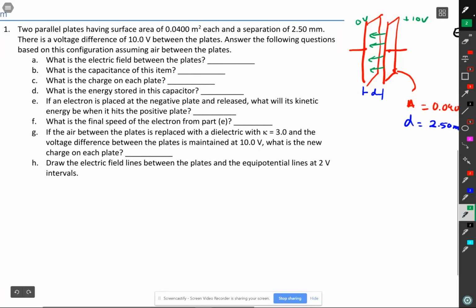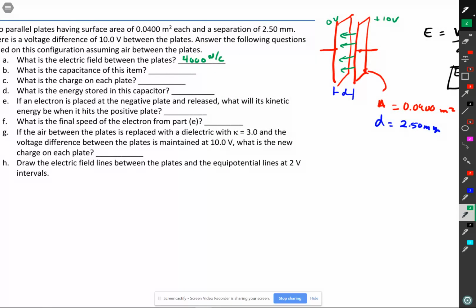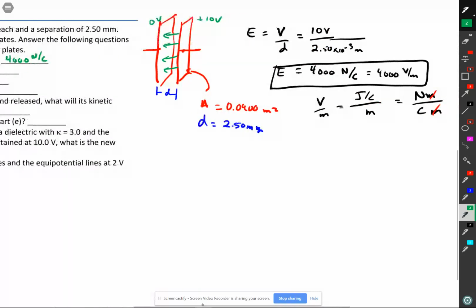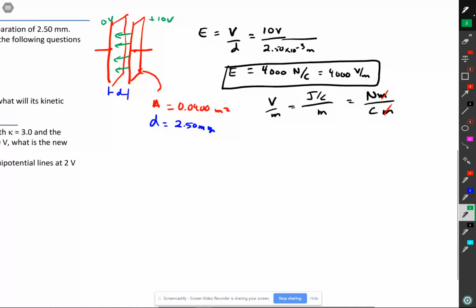So, number one, the answer was 4,000 newtons per coulomb. Number two, what's the capacitance of this item? You might notice that in the earlier version I had B and C reversed. And looking at it, I was, well, duh, you want to do the capacitance first. This is a physical capacitor which has the simple equation of capacitance is equal to kappa epsilon 0, permittivity of free space epsilon 0, times the area of the plates divided by the separation of the plates.